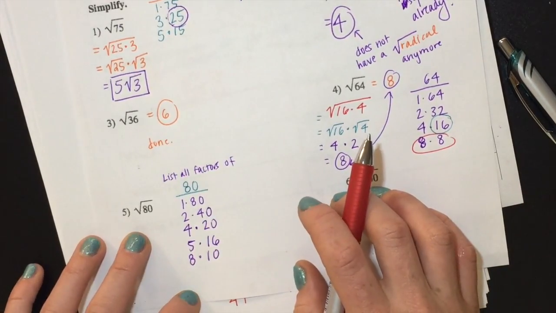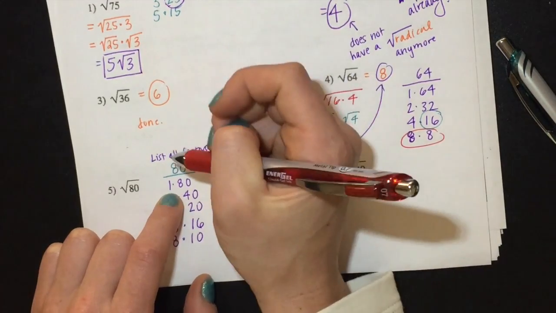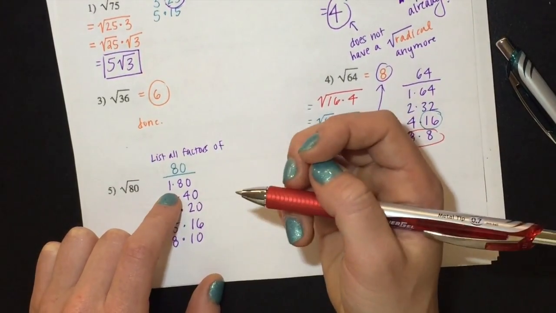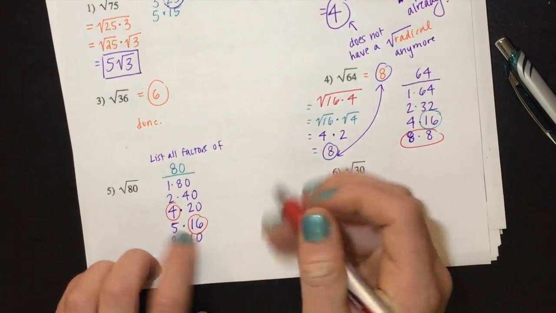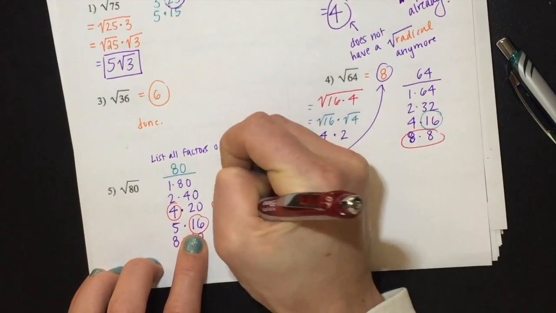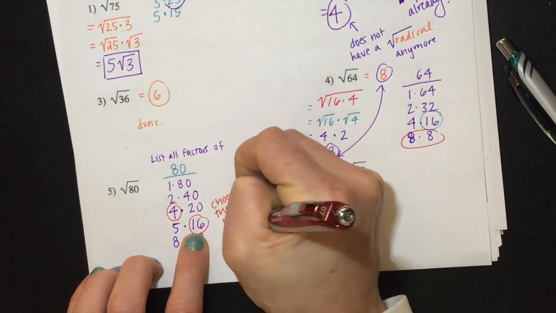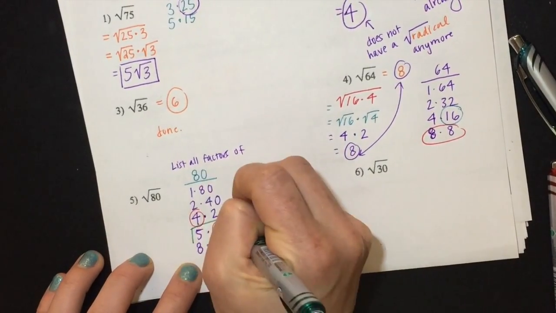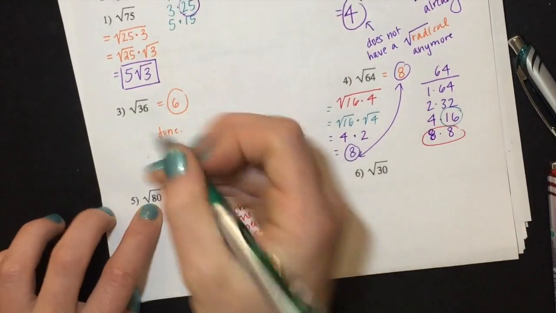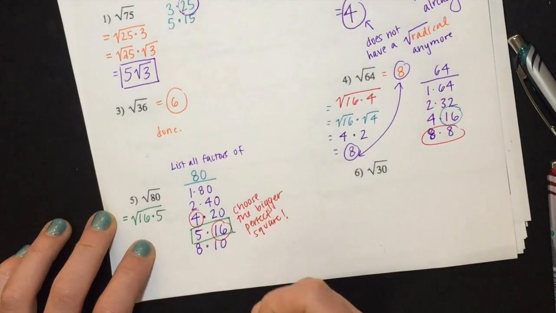So now I need to look for a perfect square. Which one of them is a perfect square? We actually have a couple here. One's a perfect square, but I'm not even going to write that because that doesn't help us at all. 4 is a perfect square, and so is 16. Which one's bigger? The bigger one's the one we want to use. Choose the bigger perfect square. So I'm going to use the factors 5 and 16 to simplify this. So I can rewrite 80 as 16 times 5.